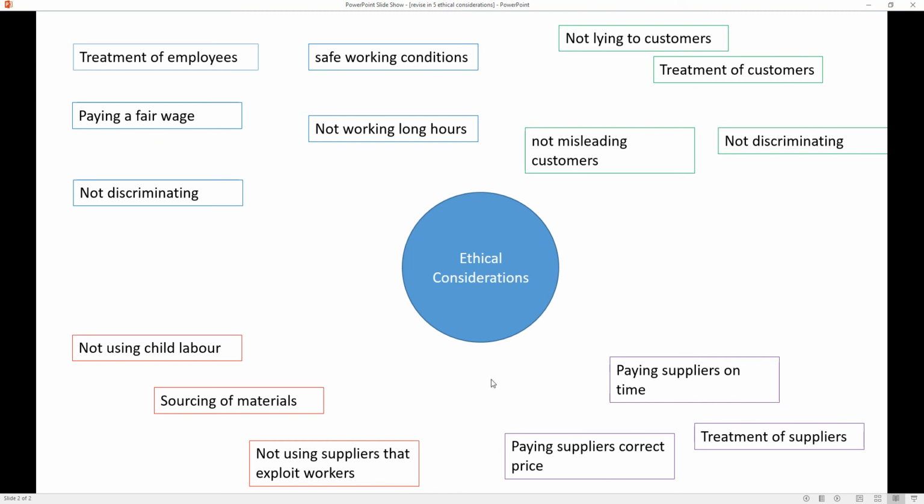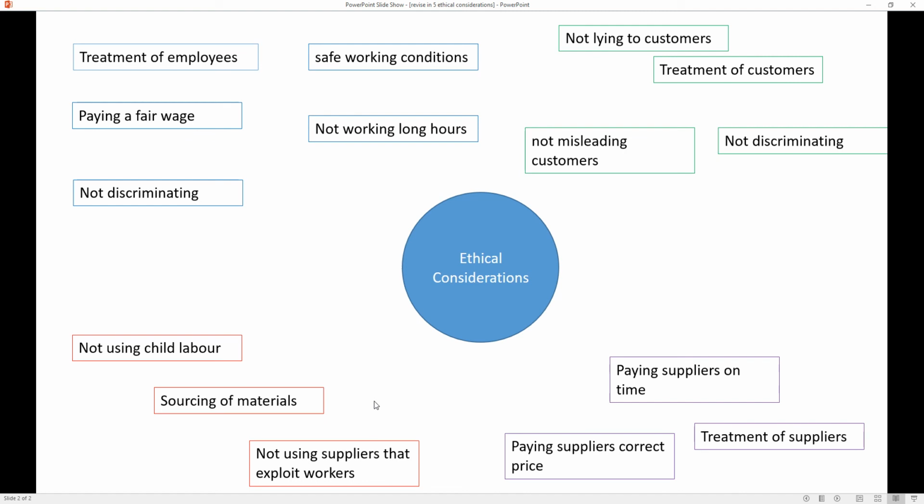Another consideration is the sourcing of materials, so where you're going to get your materials to make your product. So if you're, let's say, Primark and you source your clothes from third world countries because they make it there, you need to make sure you're not using child labour, okay? So child labour of any kind, okay, can never really be justified because the children shouldn't really have to work the same as adults.